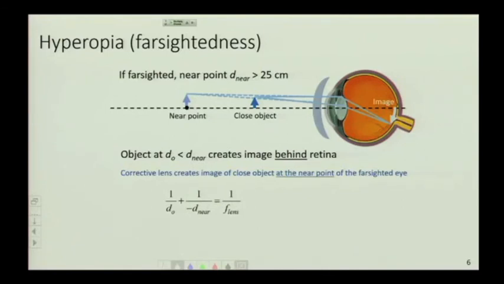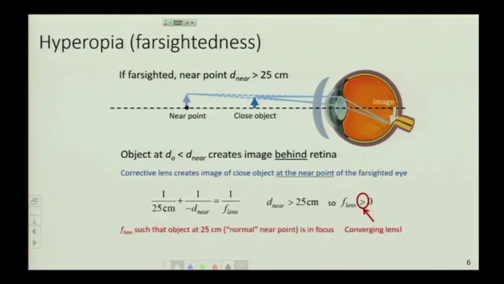So your object distance is whatever it is. The image distance is the negative distance to your near point. And that tells you the power of the corrective lens. So let's do an example of this. Suppose your near point, instead of being 25 centimeters, is 50 centimeters. So for example, let's say my near point is 50. The numbers will work out to be easy. What is the power of the corrective lens that I need?